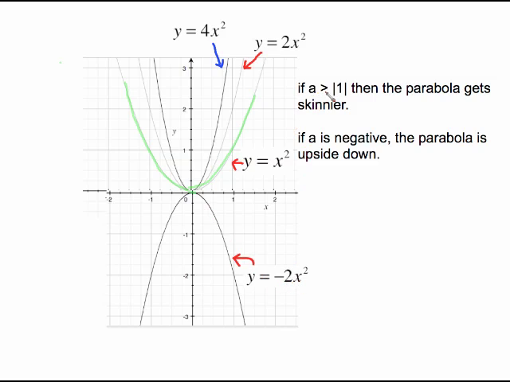Here's the rule. If a is greater than the absolute value of 1, whether it's positive or negative, then the parabola gets skinnier. Basically, you can think whole number or integer makes it get skinnier. And of course, if a is negative, the parabola is upside down.